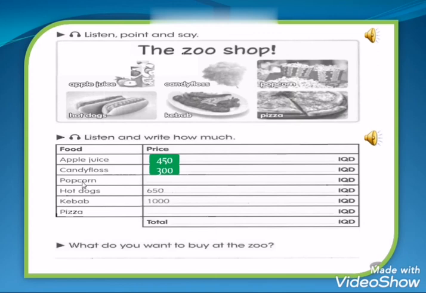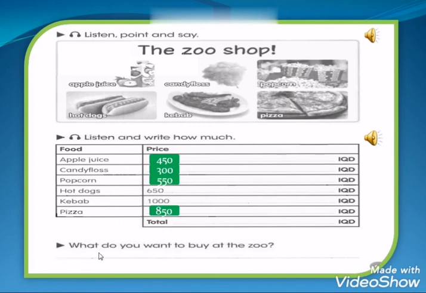Very good. The third one, popcorn, بمعنى الشامية. It is, yes, good. It is 550 dinar. Now, the last one, pizza. How much is it? كم سعرها? Good. It is 850 dinar. Good job. Now, let's go to the last question.